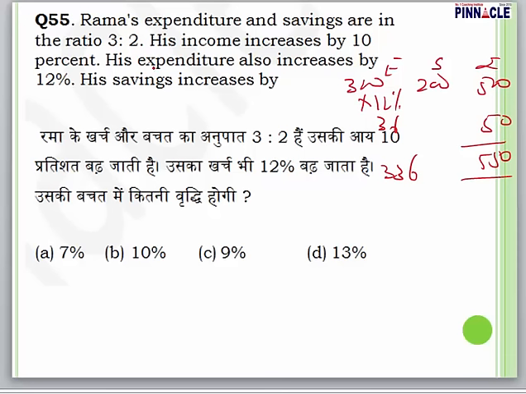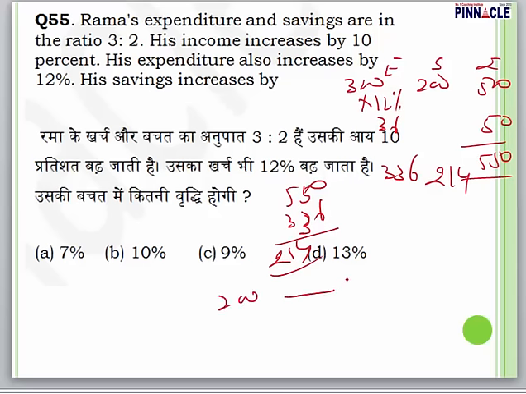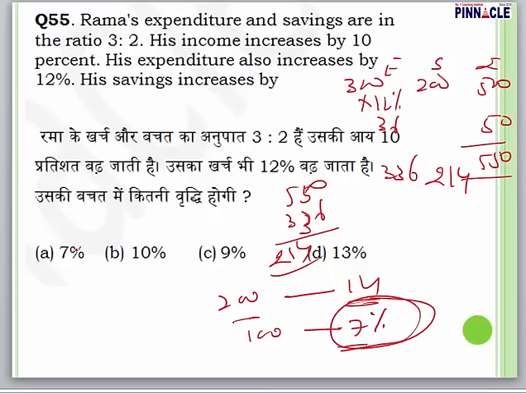Then we have to tell his saving increase would be. So 550 minus 336 would be equal to 214. So 214 from 200, you can say 14 rupees increase on 200. On 100 it would be equal to 7. So answer is 7%. A is the answer.